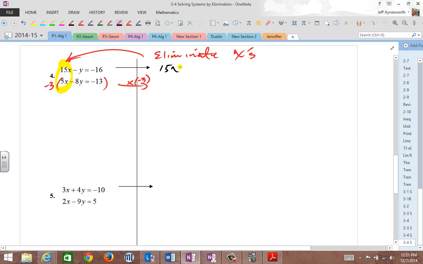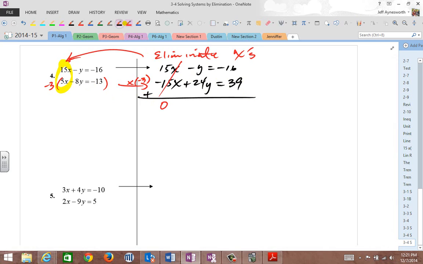So let's bring the first equation over here. And the second one, we've got to multiply everything by negative 3. So negative 3 times 5x is negative 15x. Negative 3 times negative 8y is plus 24y. And negative 3 times negative 13, that's just 39. Add vertically.